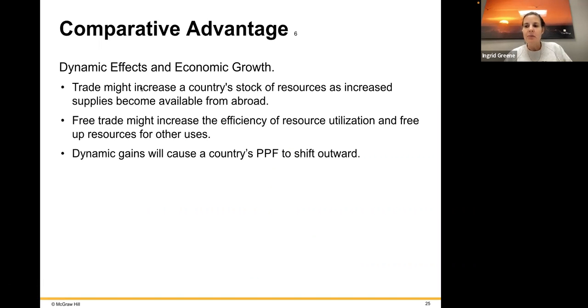Before we jump on to the free trade theory, just one last slide: that trade might increase the benefits of increased international trade, or that it increases the country's stock of resources as supplies become available from abroad. The example that the textbook gives, which I relate to quite closely, is that in the 1990s, the Americans had a great opportunity to sell their products in Eastern Europe.